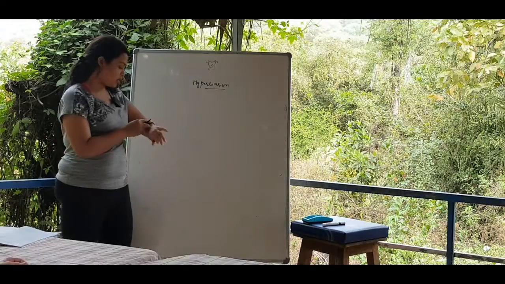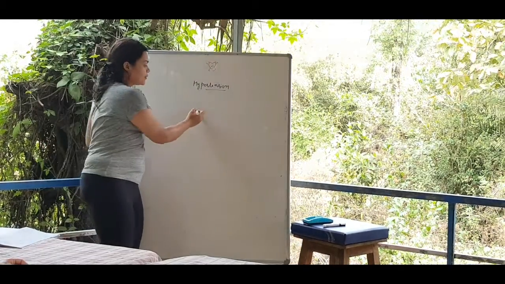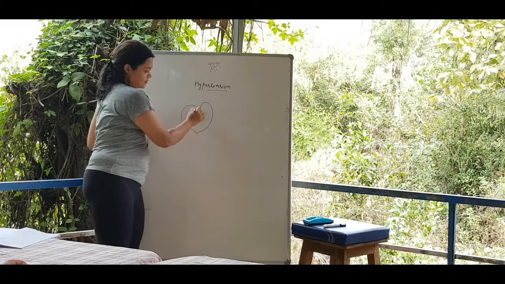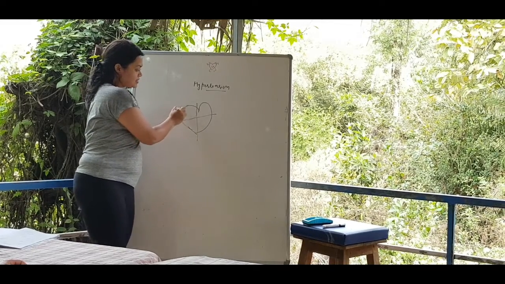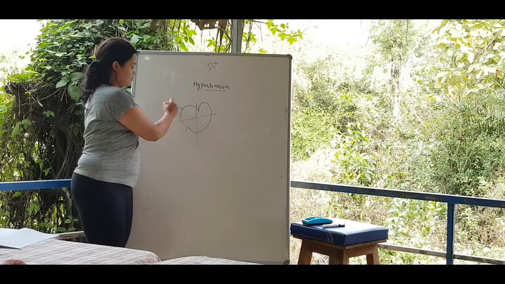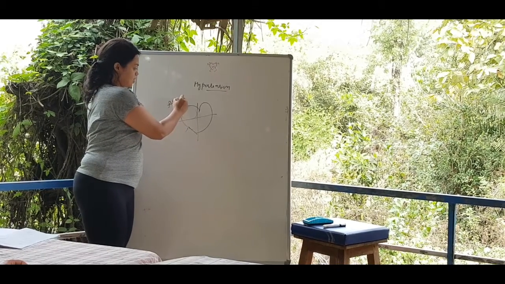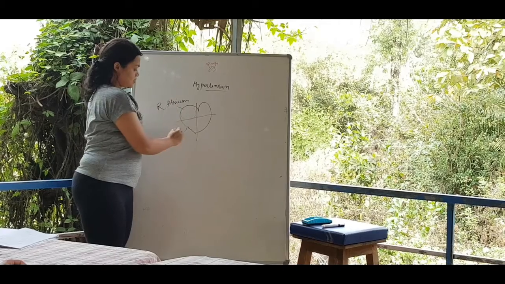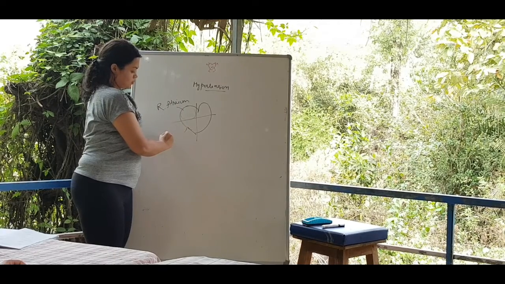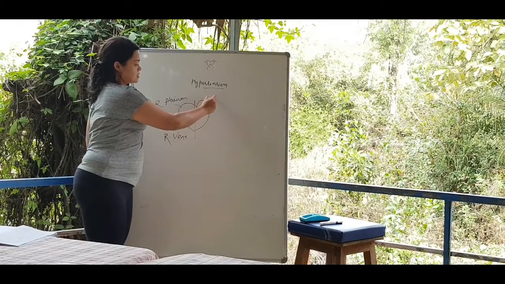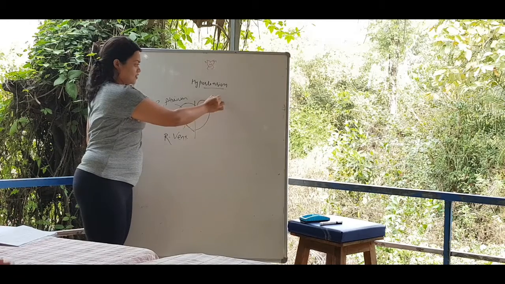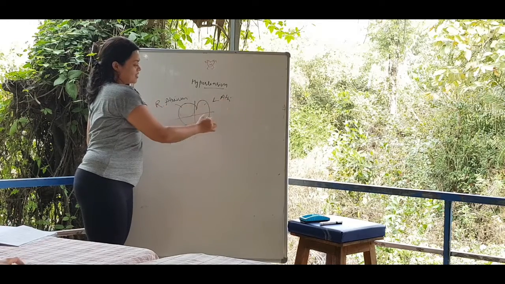I was talking about the heart, right? How was the heart? We have chambers. How many chambers? 4. Yeah, very good. What is this chamber called as? Atrium. Which atrium? Yeah, this is right atrium. This is? Ventricle. Right ventricle. This is? Left atrium. Very good. This is left ventricle.